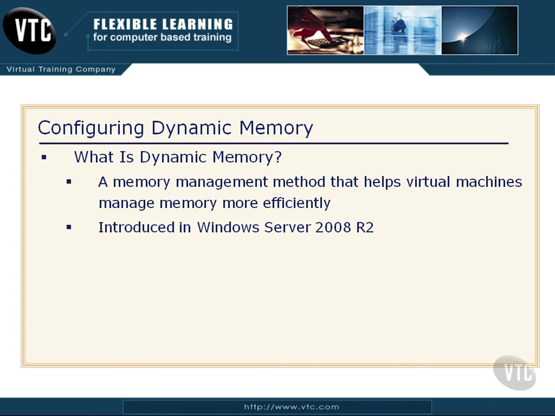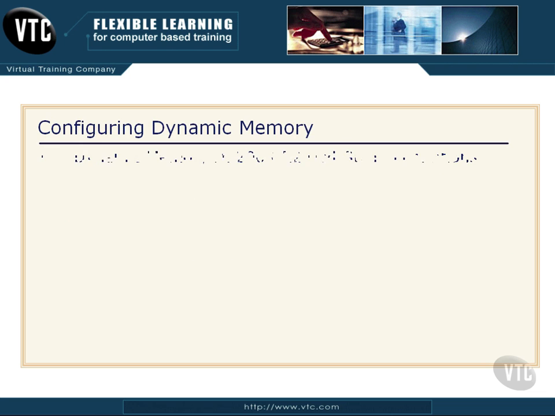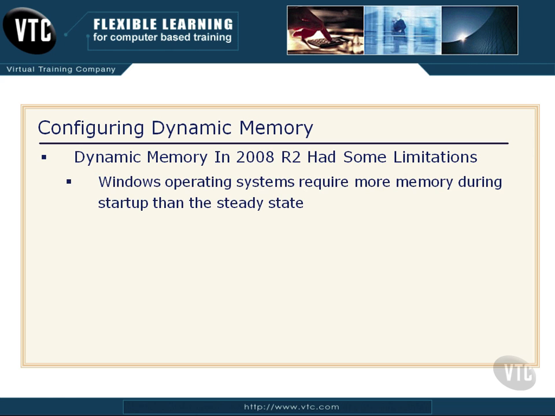And again, this was introduced in Windows Server 2008, and it allowed Hyper-V to adjust the RAM that was allocated to virtual machines based on demand. That was pretty good, but it had a couple of pretty serious limitations in the real world. The main one is not really a Hyper-V issue. It's the simple fact that Windows operating systems require more memory during startup than during the steady state. When they're just flying along straight and level, they just don't need as much memory as when they start up.